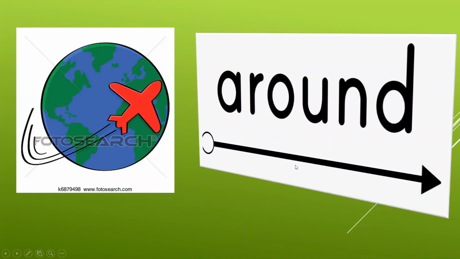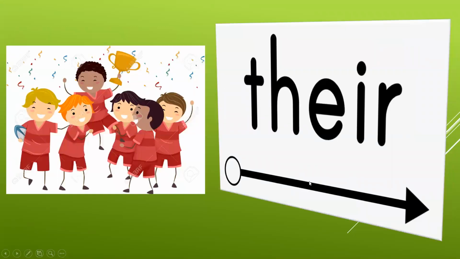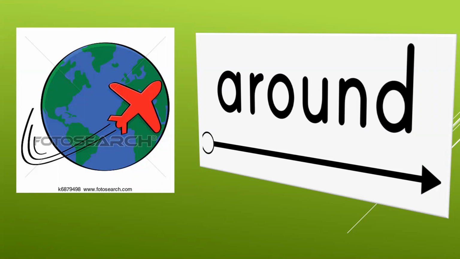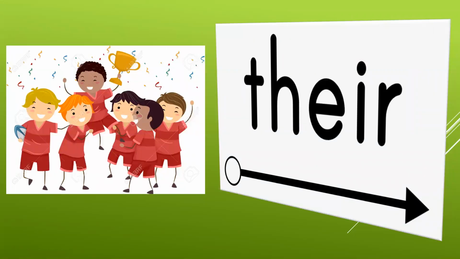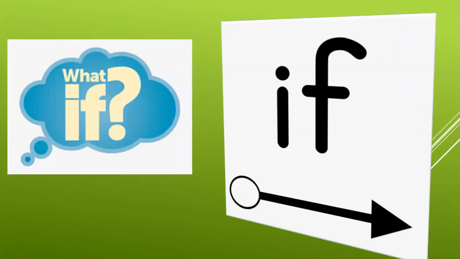Around, around, around. There. Okay. Back to around, like I travel around the world. They won the match and they got their trophy. If I get full mark, my father will give me a big gift.